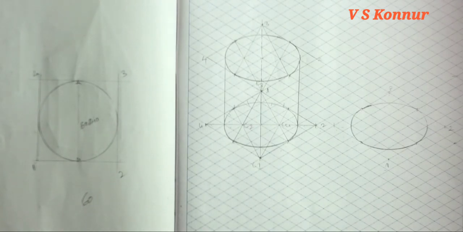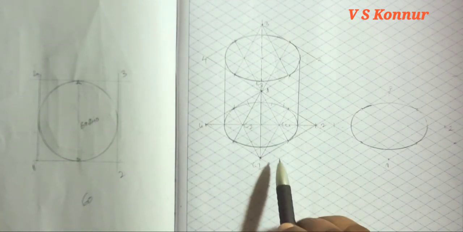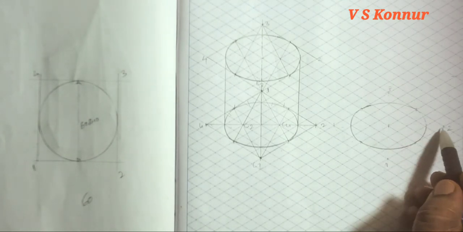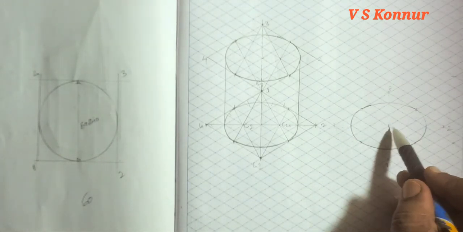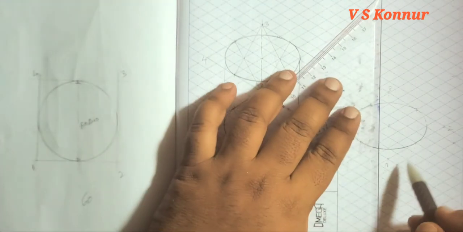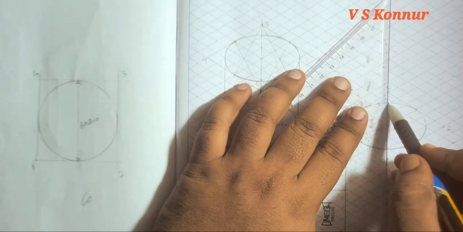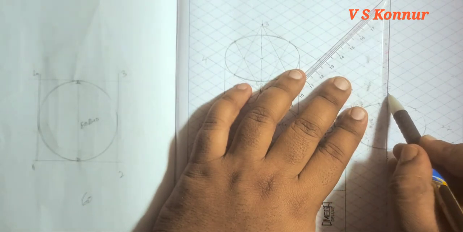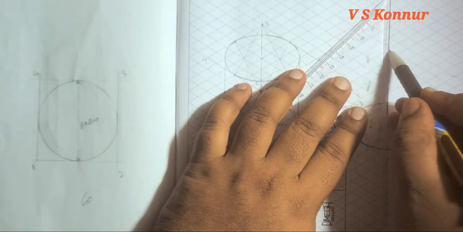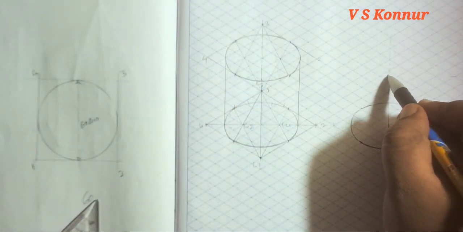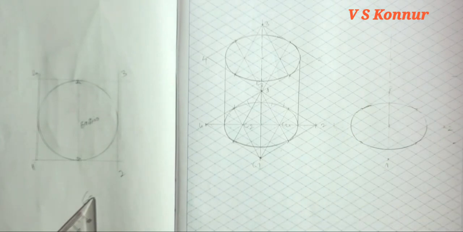Then the height, how to take the height, I already explained. So the height you will get here directly. So this will be your height from here. By joining this and this, we'll get the height here. So I'll just extend these two. The height will be from here, 1, 2, 3, 4, 5, 6. So here will be your height.